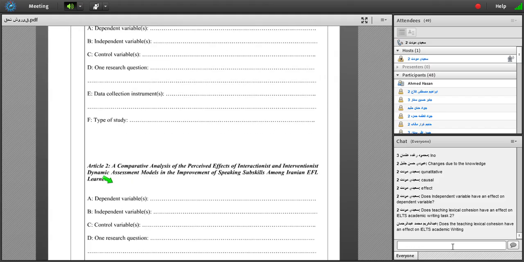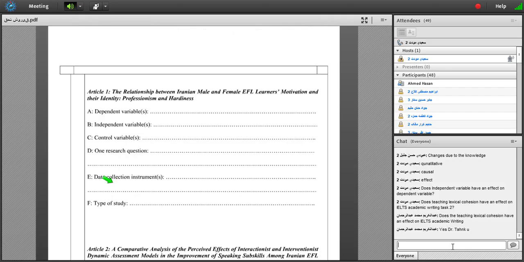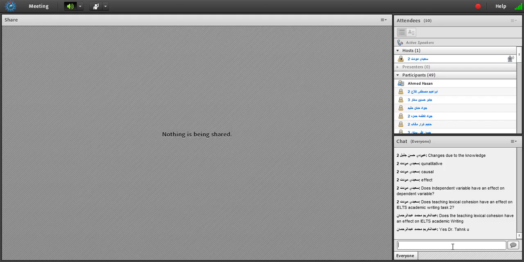Exactly, that's right. So practice this kind of writing research questions and identifying the type of study. This can be one type of exam question. I give you the title of the study and I ask you to identify the variables, the research question, and the type of study. Data collection instruments are the next lesson. We will study the data collection instruments on Wednesday. So this can be a sample question that you need to answer in the exam.